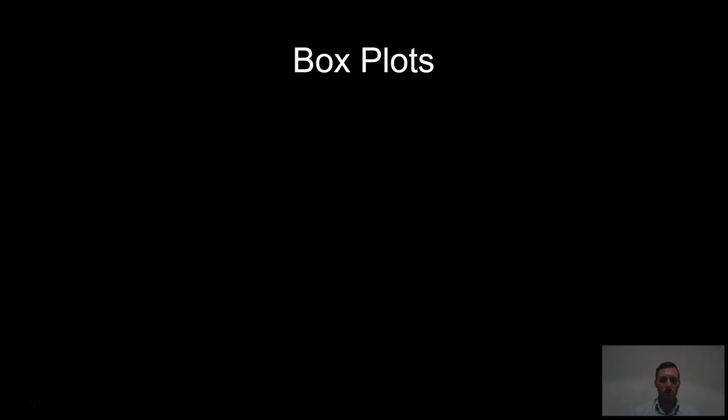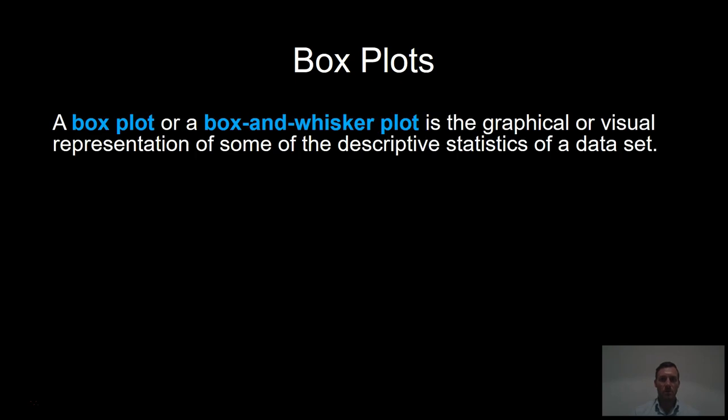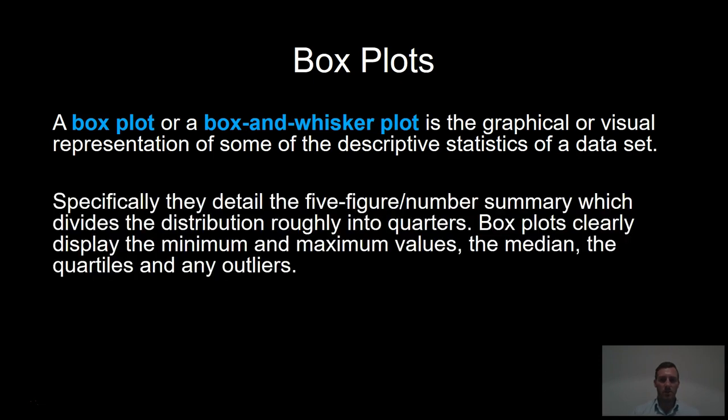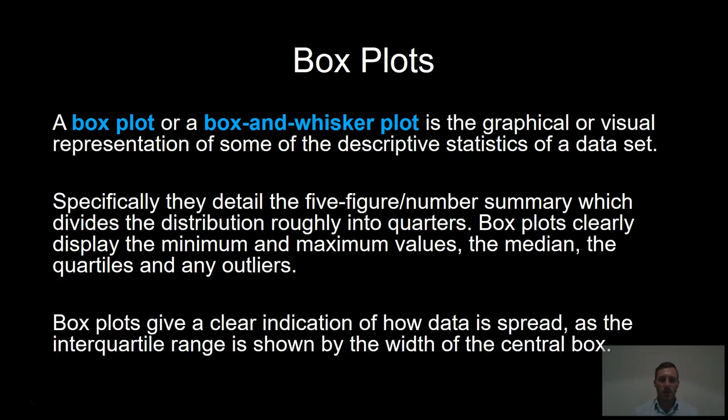A box plot or box and whisker plot is a graphical or visual representation of some of the descriptive statistics of data. Specifically, they deal with the 5-figure or 5-number summary, which divides the distribution roughly into quarters. Box plots clearly display the minimum and maximum values, the median, the quartiles, and any outliers. Box plots give a clear indication of how data is spread, as their interquartile range is shown by the width of the central box.